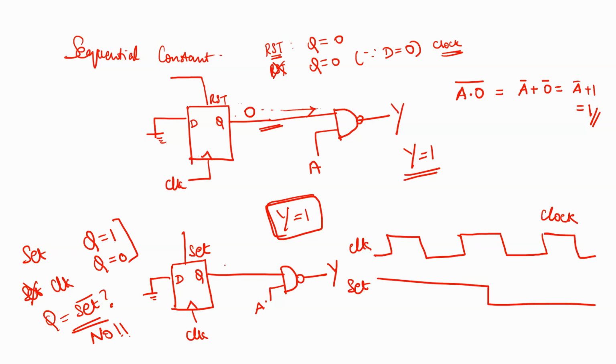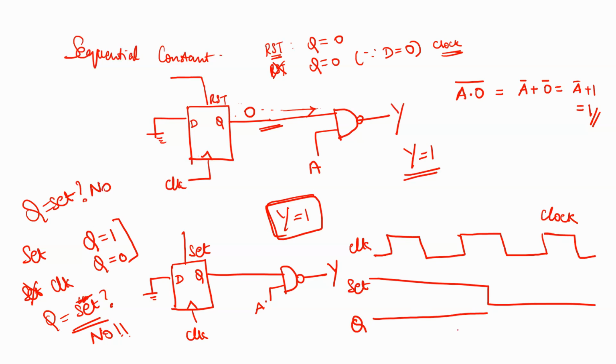So let us look at how Q is going to look. Because set is 1 here, and set is like an asynchronous input, I don't wait for the clock. So Q is 1. Now set goes 0 here. Can I say Q is equal to set? Not set bar, Q is equal to set. Can I say that? The answer is no.